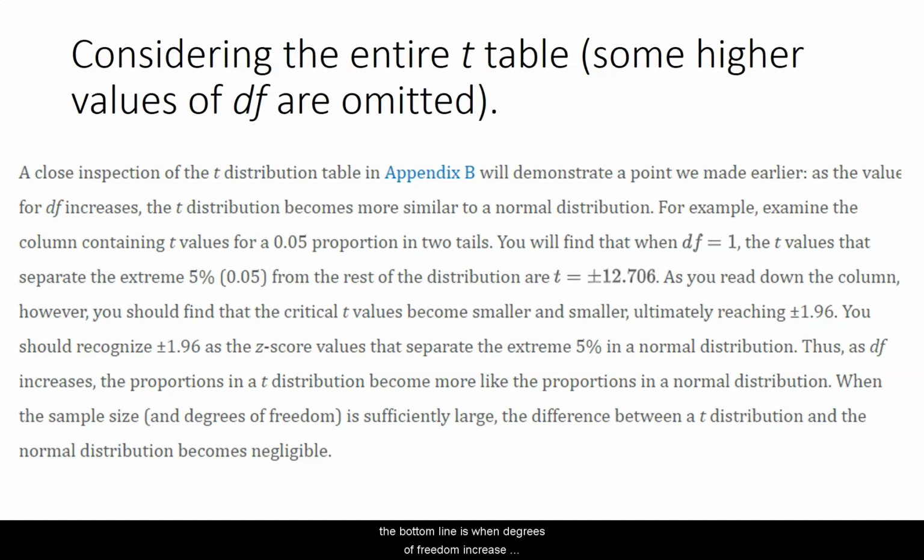So the bottom line is, when degrees of freedom increase up to a large number, the proportions in the T distribution become more like Z. When N gets bigger and degrees of freedom get bigger, the whole situation looks more like the Z tables. On the other hand, when the values for N are very small and degrees of freedom are very small, we get some huge critical values.